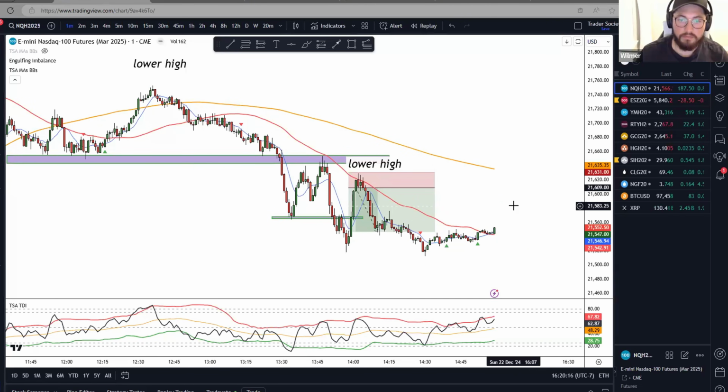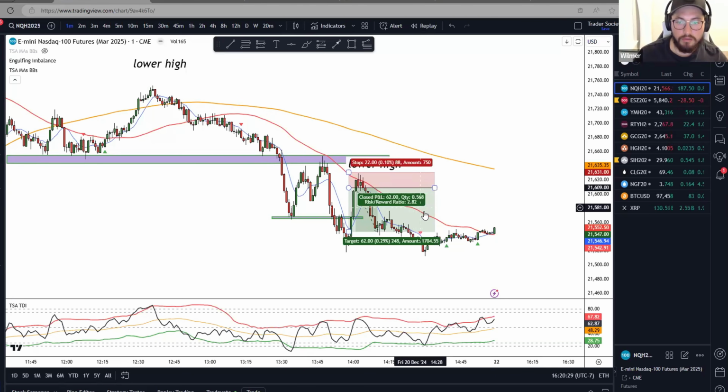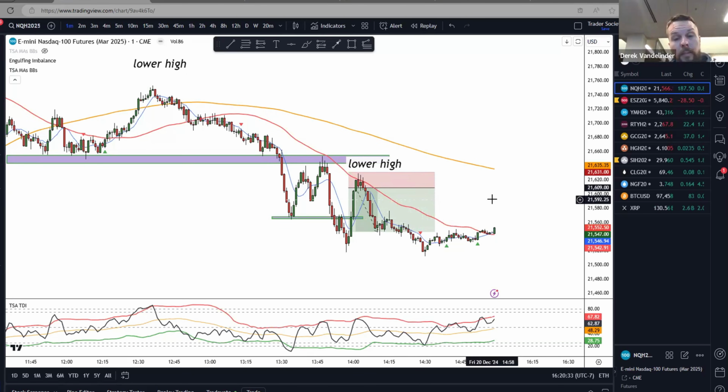But the thing that keeps us profitable is the fact that we have these good risk to reward ratios. And if we do take a loss right here, the loss would have been much smaller than the win. You know what I mean? It's 1 to 2.8 here. So this is a high quality setup right here. Very high quality setup.